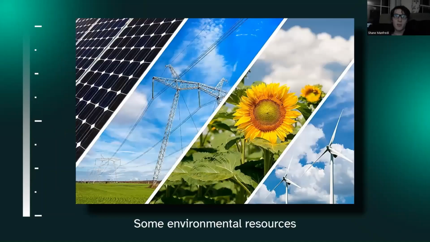Here's just a picture kind of showing off a few different natural resources. See on the top left and bottom right there, we have solar power and wind power respectively, which are both derived from natural resources, the sun and wind, which of course are invaluable given the amount of people that live in the world today. We need as many different sources of energy as possible, and those fulfill that.